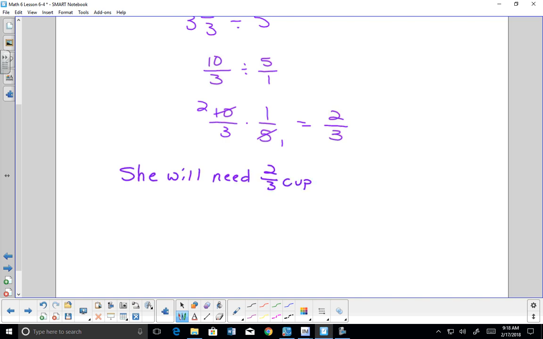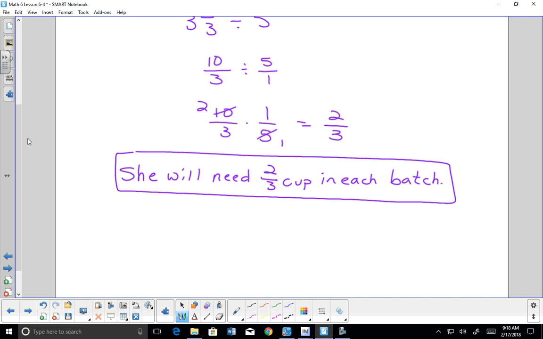So if she puts 2/3 of a cup in each batch of cookies, the raisins will be evenly distributed between all her batches of cookies. And that is dividing mixed numbers.